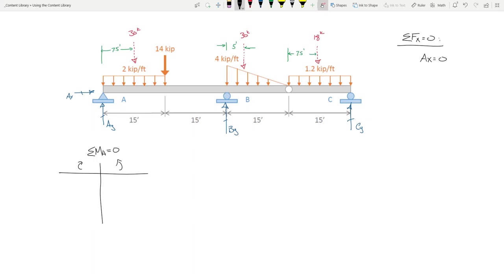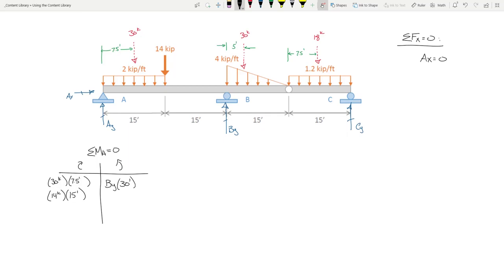So do I have to consider AX? Nope. Do I consider AY? Nope. What about this first 30 kips? It goes on the left side, and that's a moment arm of what? 7.5 feet. So what's next? I got a 14 kip load at a moment arm of what? 15 feet. Okay, BY at a moment arm of 30 feet.